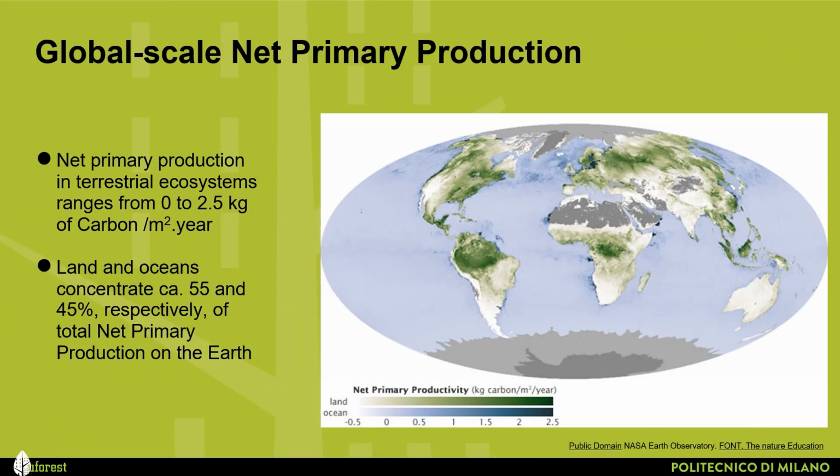This map shows the global distribution of land and ocean net primary production, NPP, which has been estimated from spectral data that has been gathered from the MODIS satellite of NASA. You can see that net primary production in terrestrial ecosystems ranges from 0 to 2.5 kilograms of carbon per square meter and year. It also should be noted that land and oceans concentrate approximately 55 and 45% respectively of total net primary production on Earth.